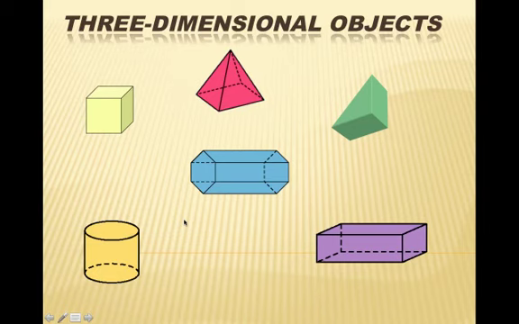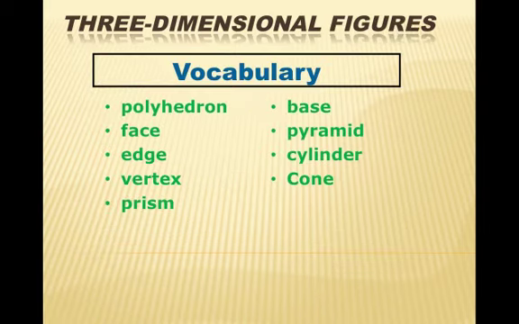Before we talk about the names of these objects, though, there's some vocabulary we have to understand. A polyhedron, we're going to see that in just a second. Then there's the parts of the 3D objects, the face, the edge, the vertex, and kind of the names for them too. We have different names, pyramids and cylinders and cones and prisms. So we're going to go over all that in this video.